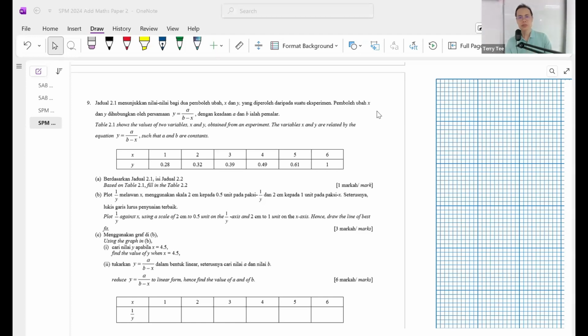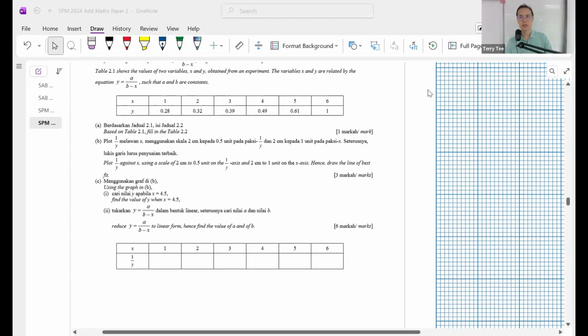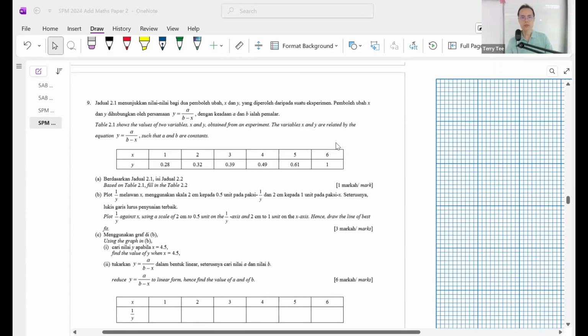Okay, moving on to question number 9. This one is from the Form 4, Chapter 6, Linear Law. So we're going to start off by filling up the table. They gave us these variables x and y. They're related by this equation. You're supposed to plot 1 over y against x. Your x value, no change. Your y, you're going to invert, 1 over y.